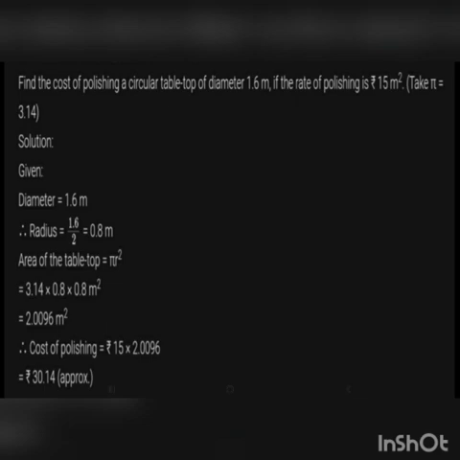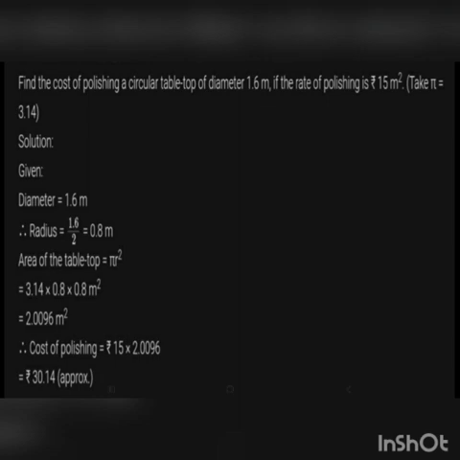Now there is one more question I have asked. If the rate of polishing is 15 per meter square, that means for 1 meter square, what is the rate? Rupees 15. So what will be the cost of 2.0096 meter square? Multiply the total area with 15. So what do you have? Rupees 30.14. This is not the exact value because it's a decimal number, so they have rounded. So rupees 30.14.